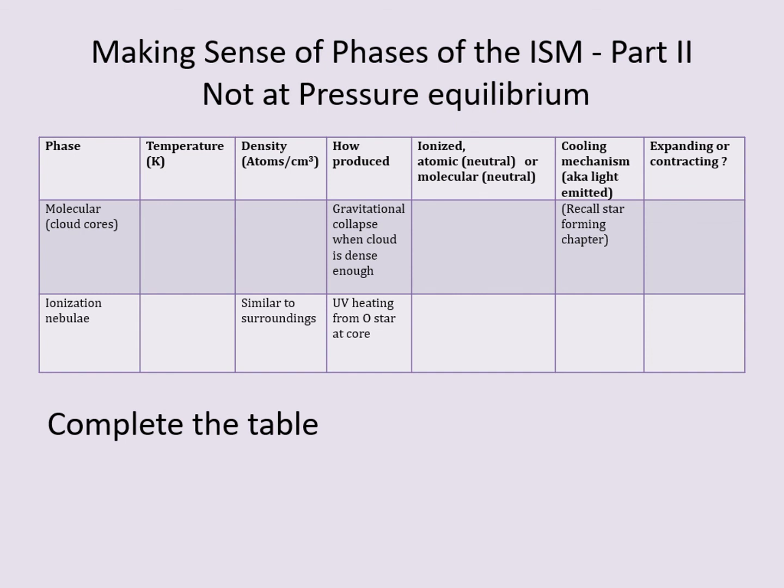Now you can finish summarizing the phases of the ISM by filling in this table on the last two phases.